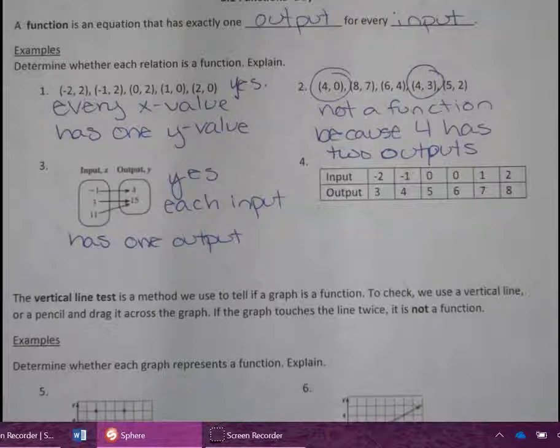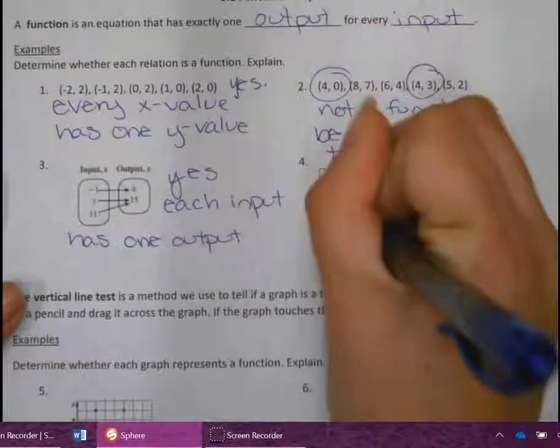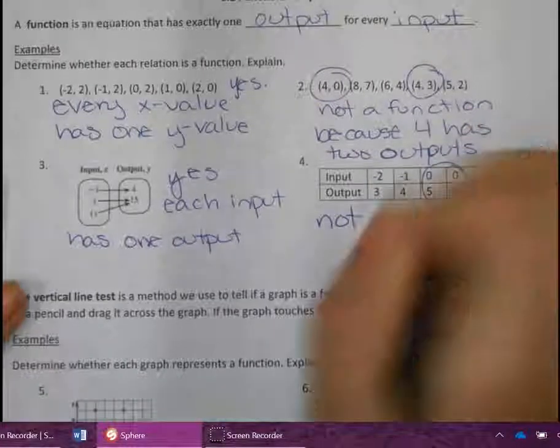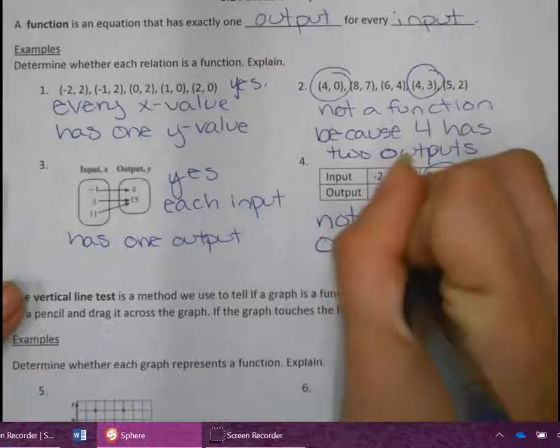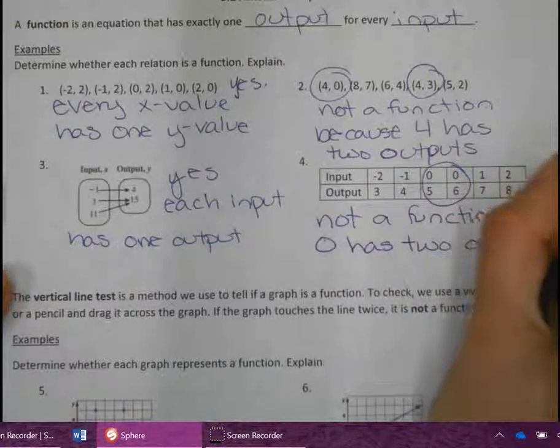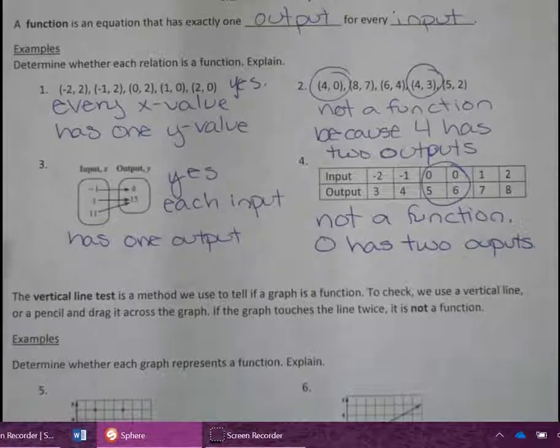Okay, so what about number 4? You have to see it. No, why not? 0 has 2 outputs. So are there any questions on telling whether a relation is a function?